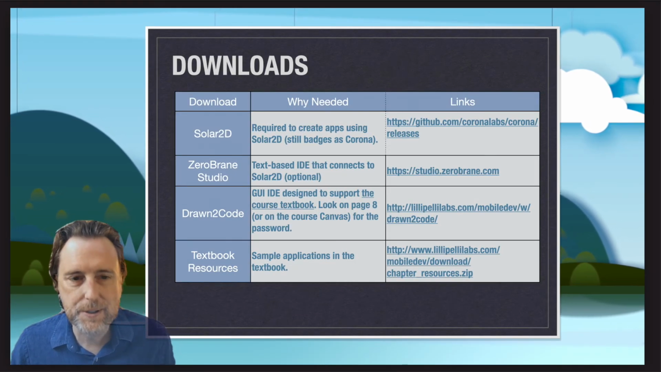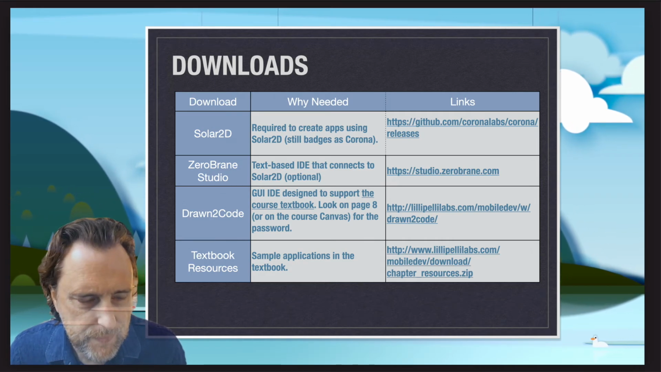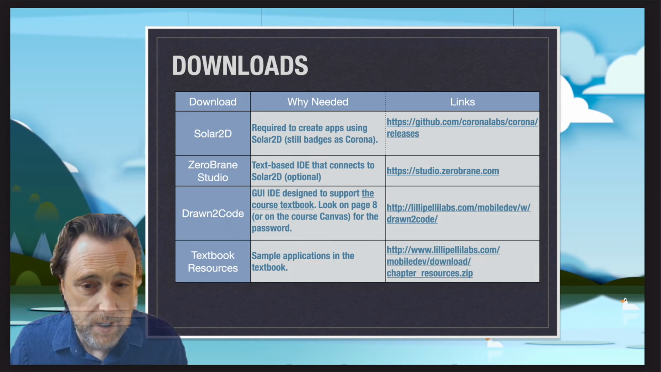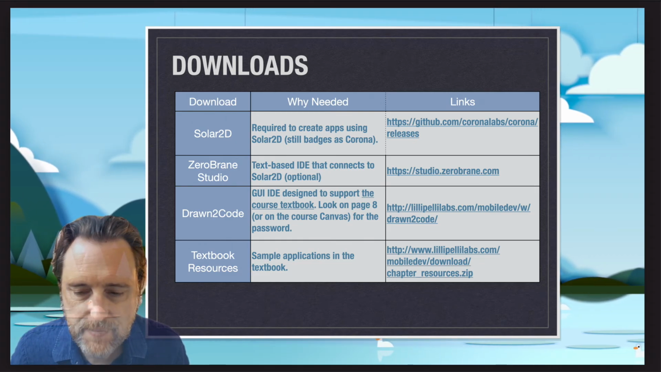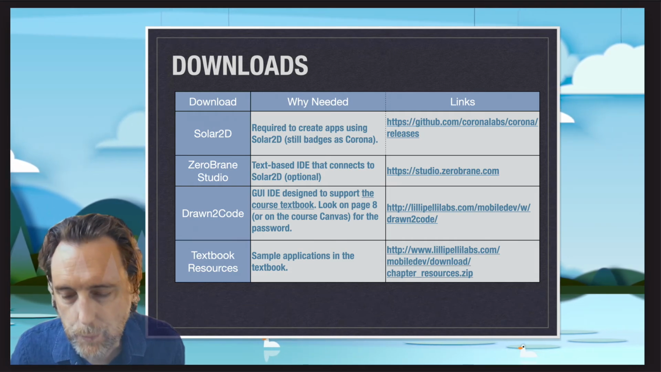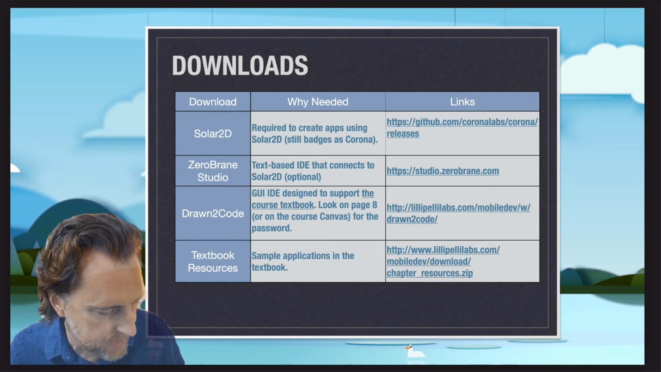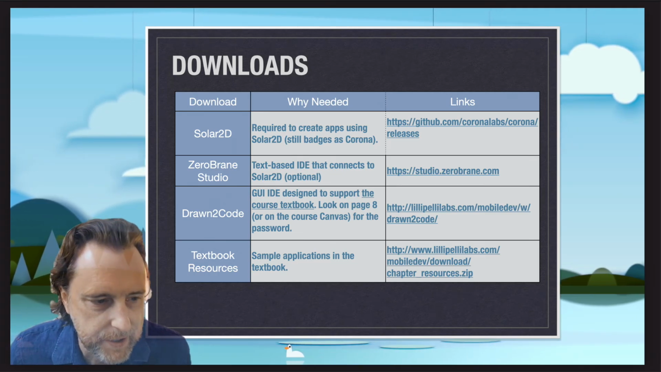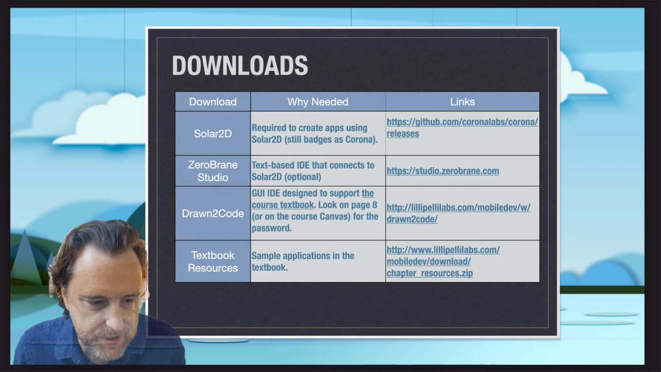So the big things that we need: Solar 2D, and I've got a link there for it. ZeroBrane Studio, or ZBS, which is a text-based IDE that's really nice. It has lots of little cool features, like code completion. Once you start typing a little bit of code, it'll try to figure out what you might need to complete it, which is nice. It also does syntax coloring and highlighting. So if you see yourself coding mainly using a text-based editor, ZeroBrane's probably the best choice. And I'll show you the download process in just a second.